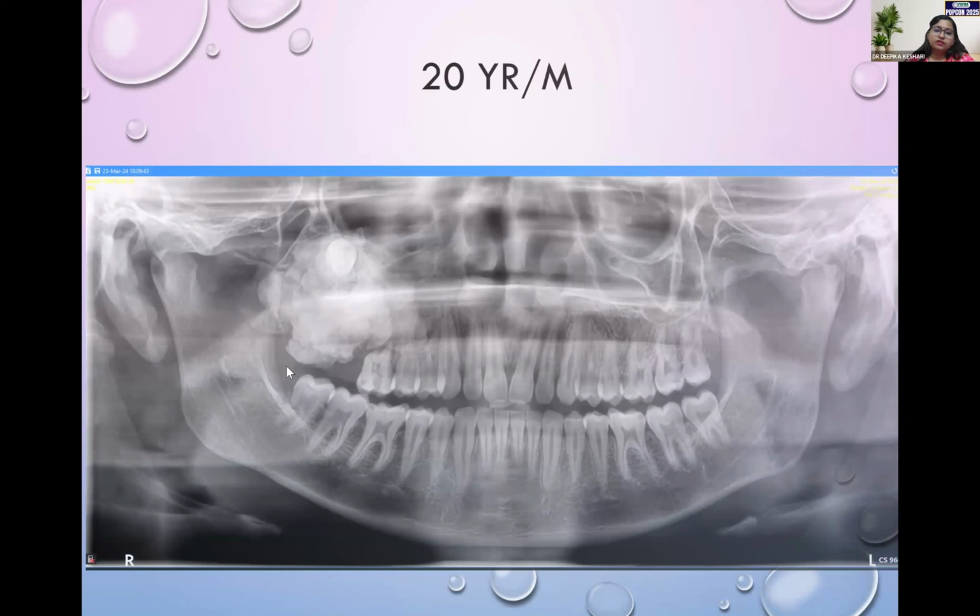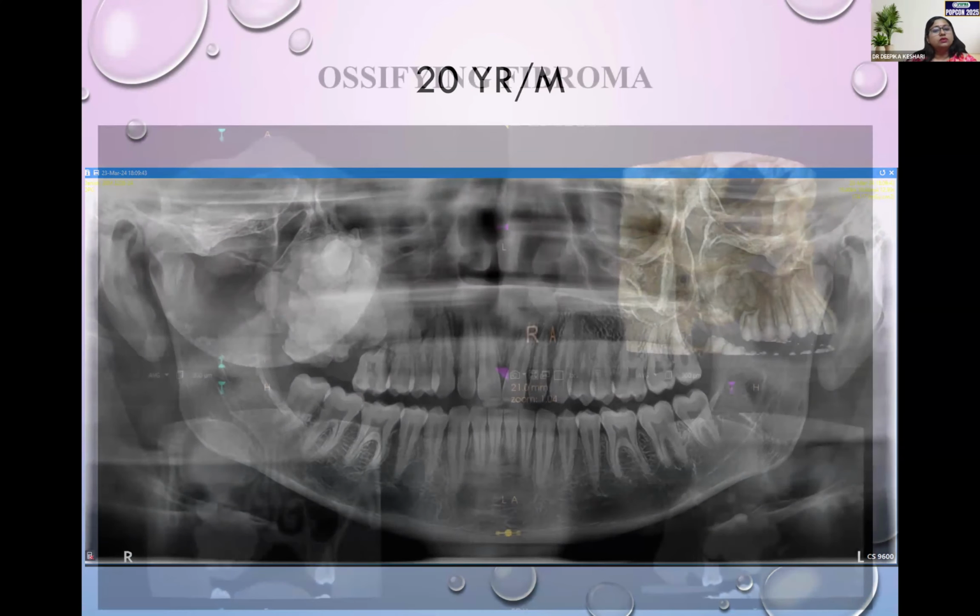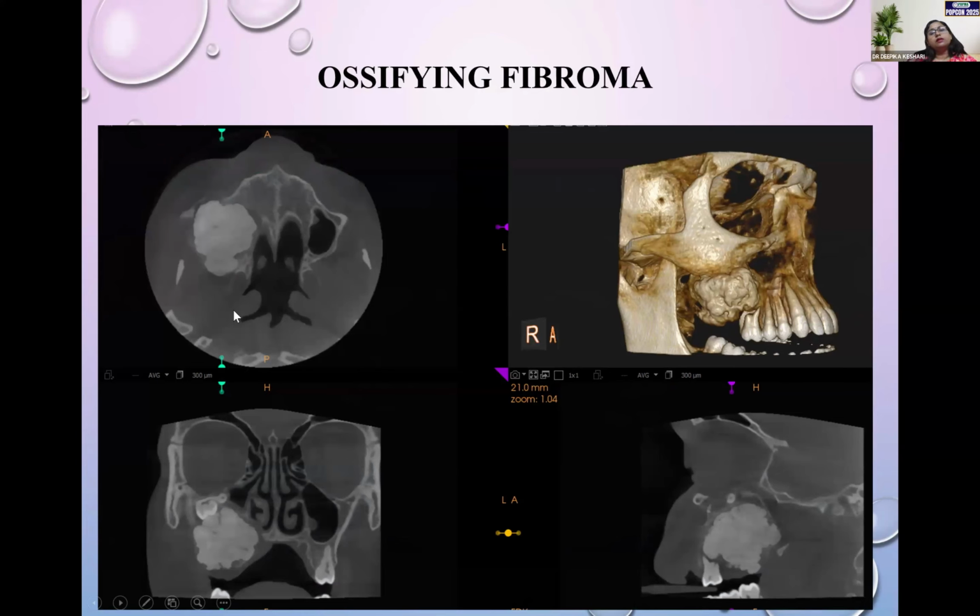This 20-year-old male patient reported to us with swelling in the right upper jaw region, and we could see that there is a huge hyperdense mass associated with an impacted tooth. Now, here in this case, what we see is a very well-defined hyperdense mass, but it is also encapsulated, surrounded by this thin radiolucent capsule. So a diagnosis of ossifying fibroma was considered in this case.